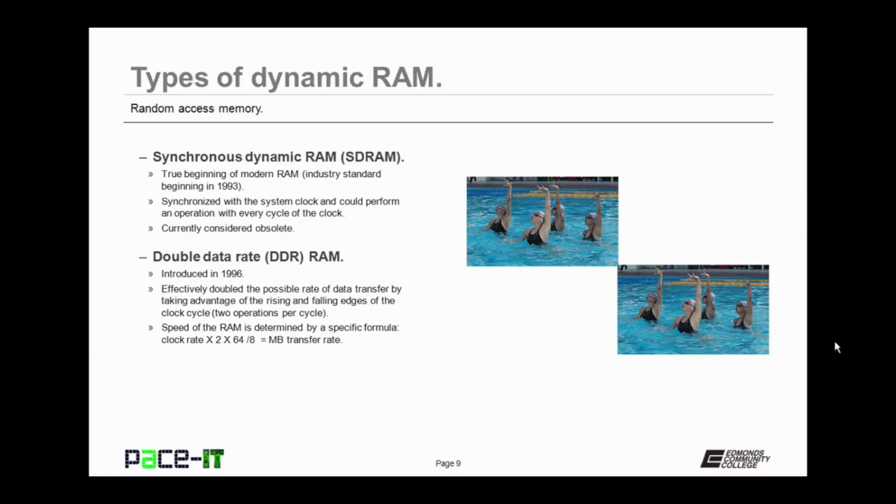Now, DDR was introduced in 1996, and it effectively doubled the possible rate of data transfer by taking advantage of the falling and rising edge of the clock cycle. That means that it could perform 2 operations per cycle. The speed of the RAM is determined by a specific formula. It's the clock rate times 2 times 64 divided by 8, and that gets you your megabyte transfer rate.